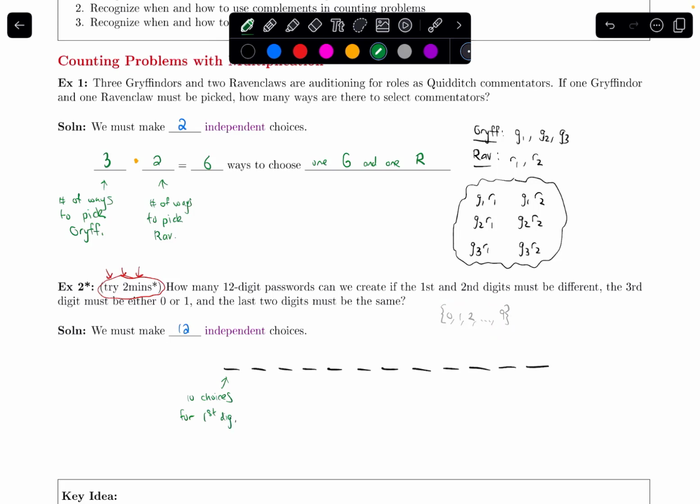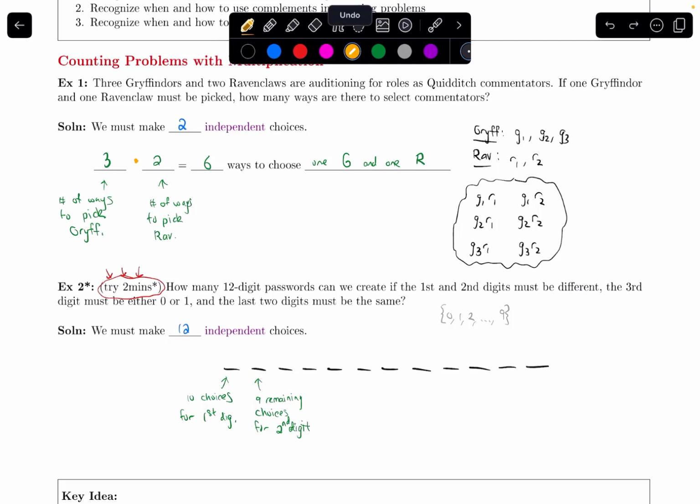Okay, and then whatever I pick there, for example, if I were to pick the number 3, the second digit has to be different. It could be anything except 3. So once I pick that first digit, there are now just 9 remaining choices for the second digit, because it has to be different from the first. And no matter what I pick for the first, even if I were to pick a 5, there's still 9 remaining choices for that second digit.